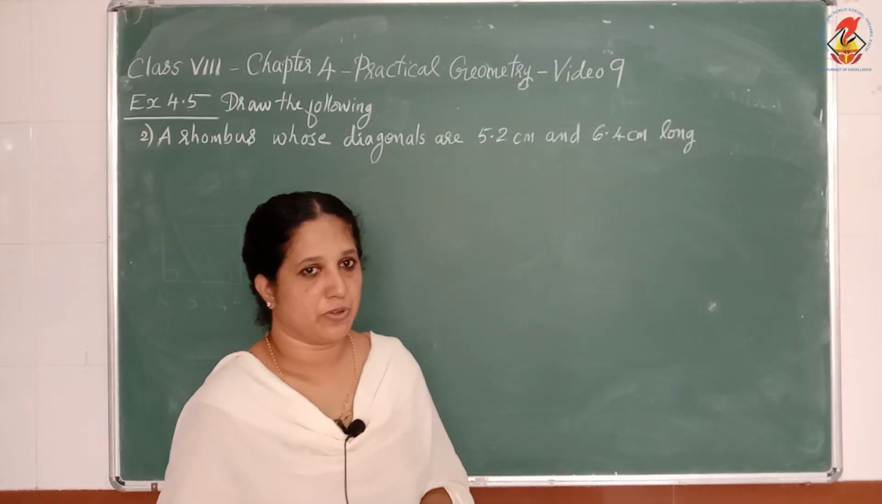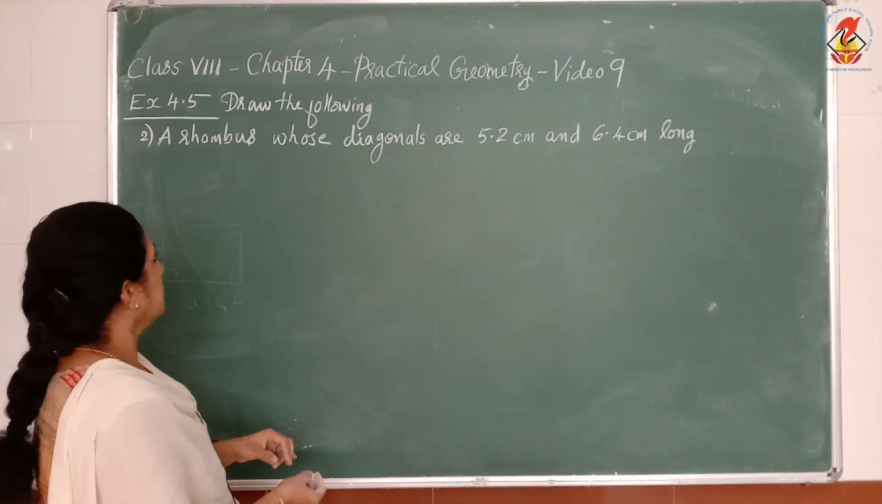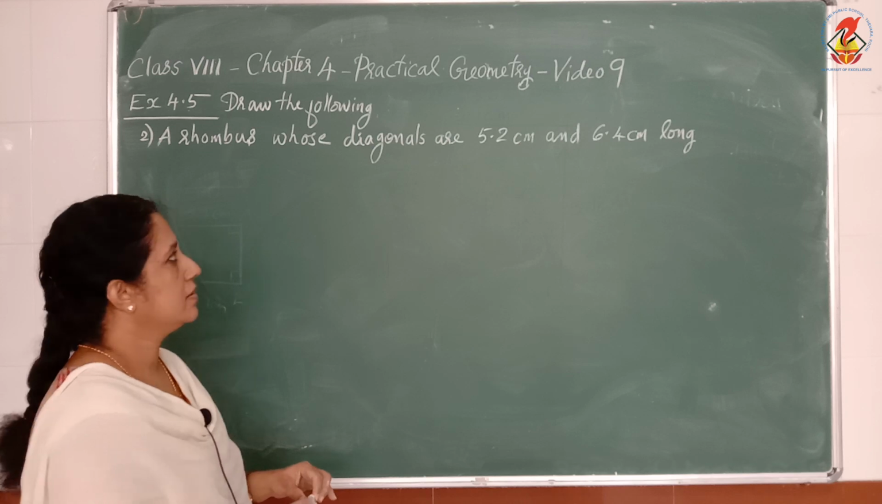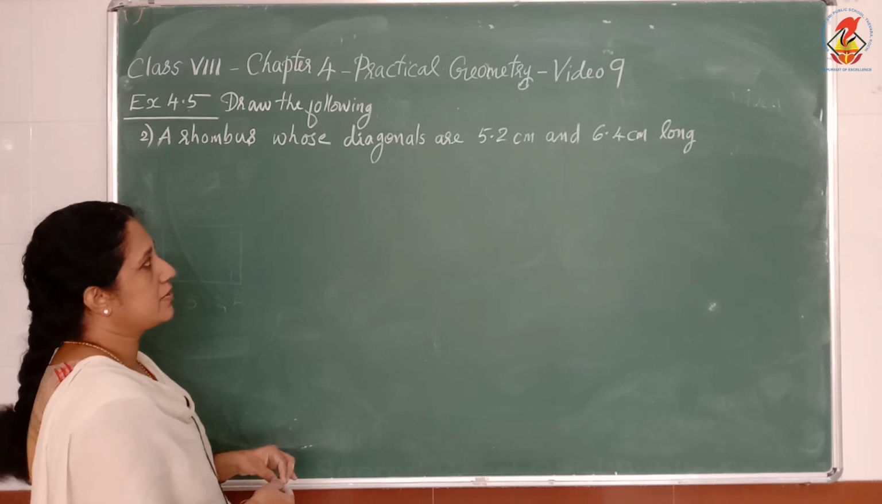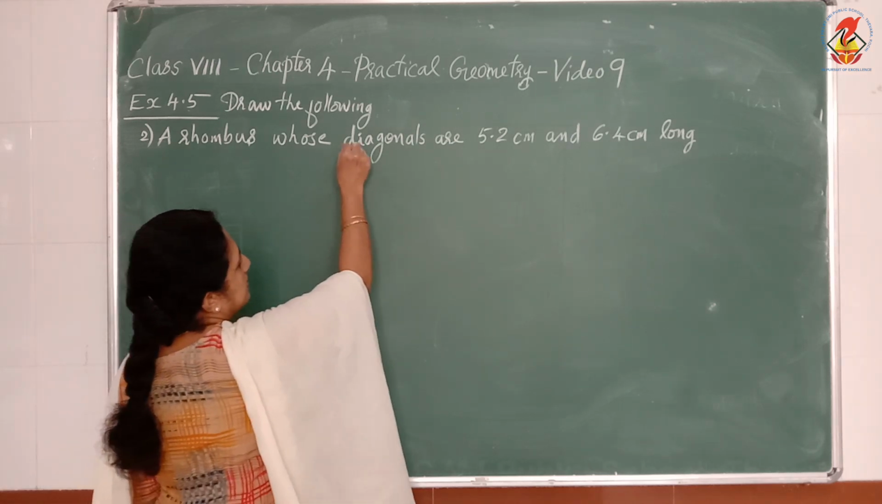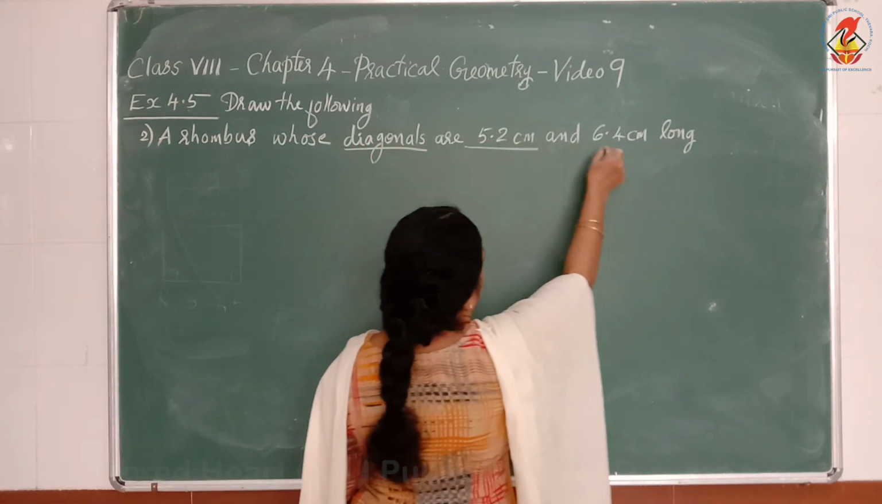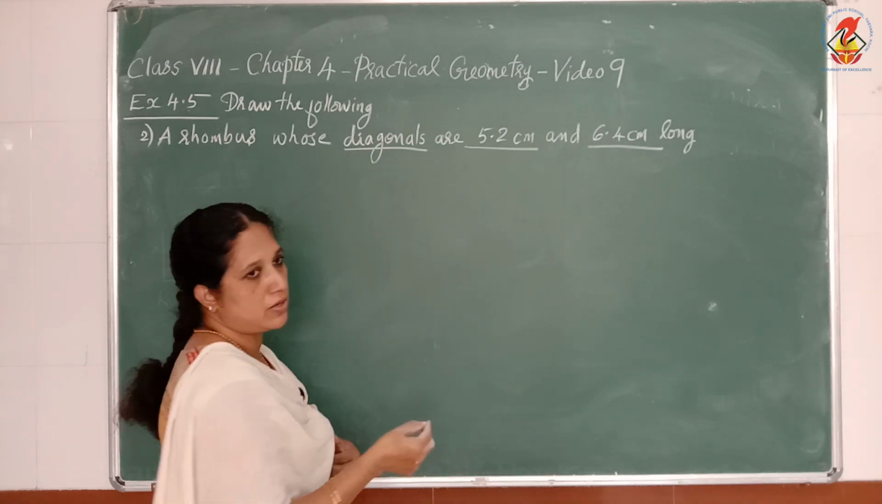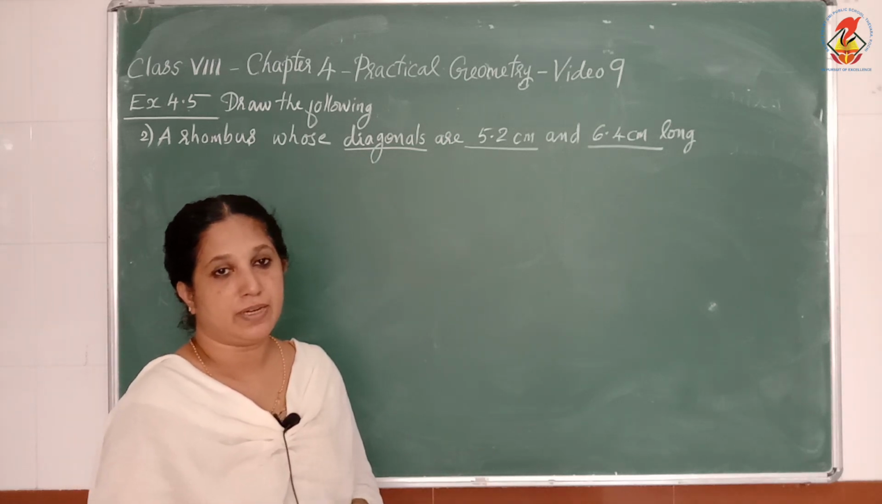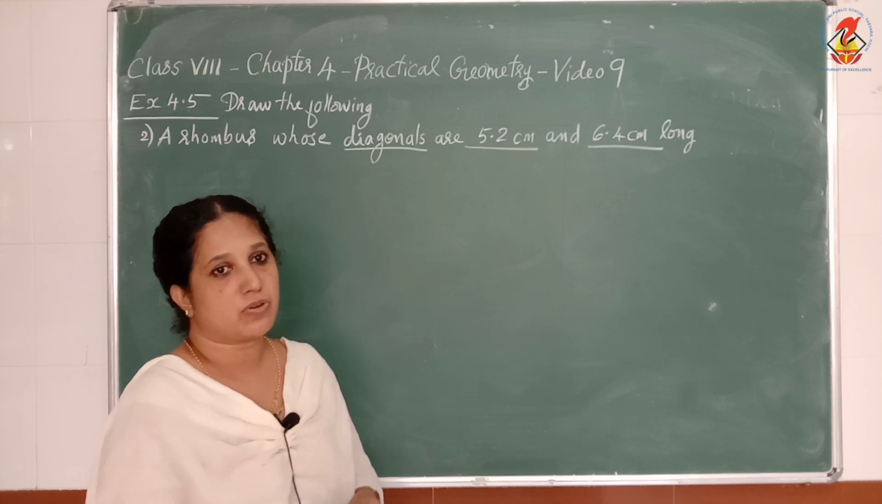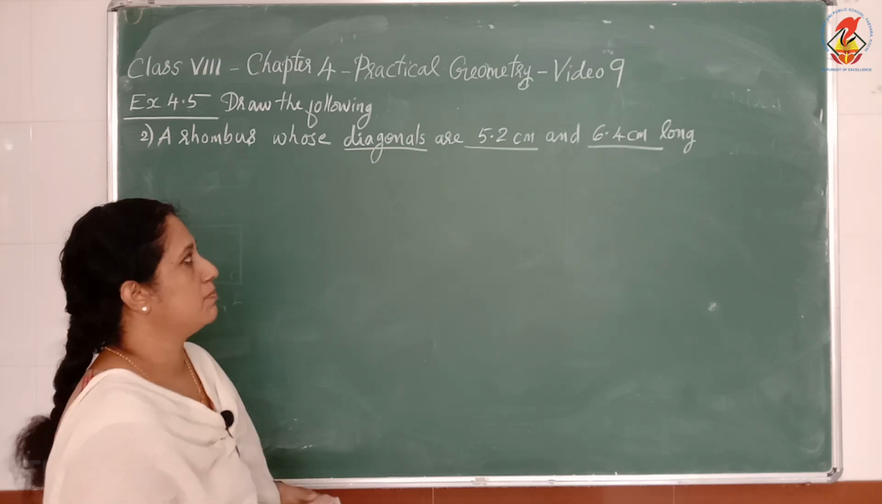Now exercise 4.5, second question. A rhombus. You have to construct a rhombus whose diagonals are 5.2 centimeter and 6.4 centimeter long. So the length of the diagonals are given. Only the diagonals. So how can you construct the rhombus?